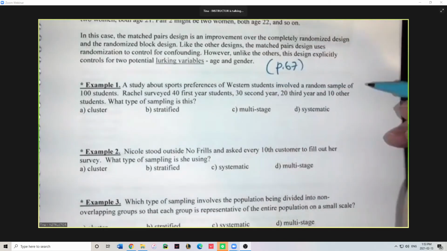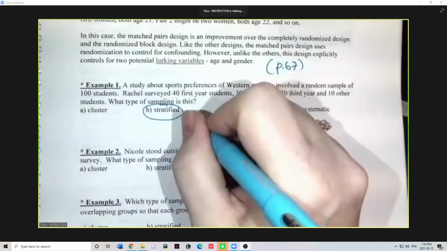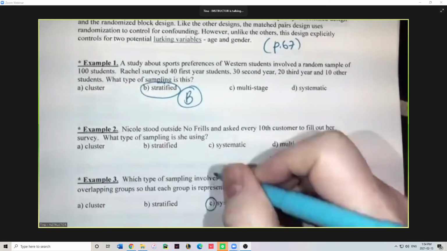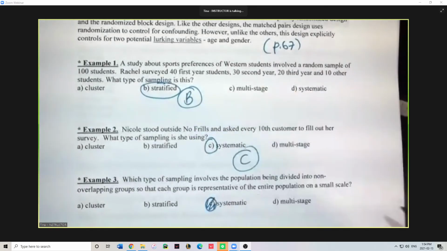So we're taking a random sample of each group: first year, second year, third year, other. So that's stratified, taking a random sample of each group. Nicole stood outside No Frills and asked every 10th customer to fill out her survey. Okay, what's that called? So that's called systematic. Oh, sorry, I'm on the wrong question.